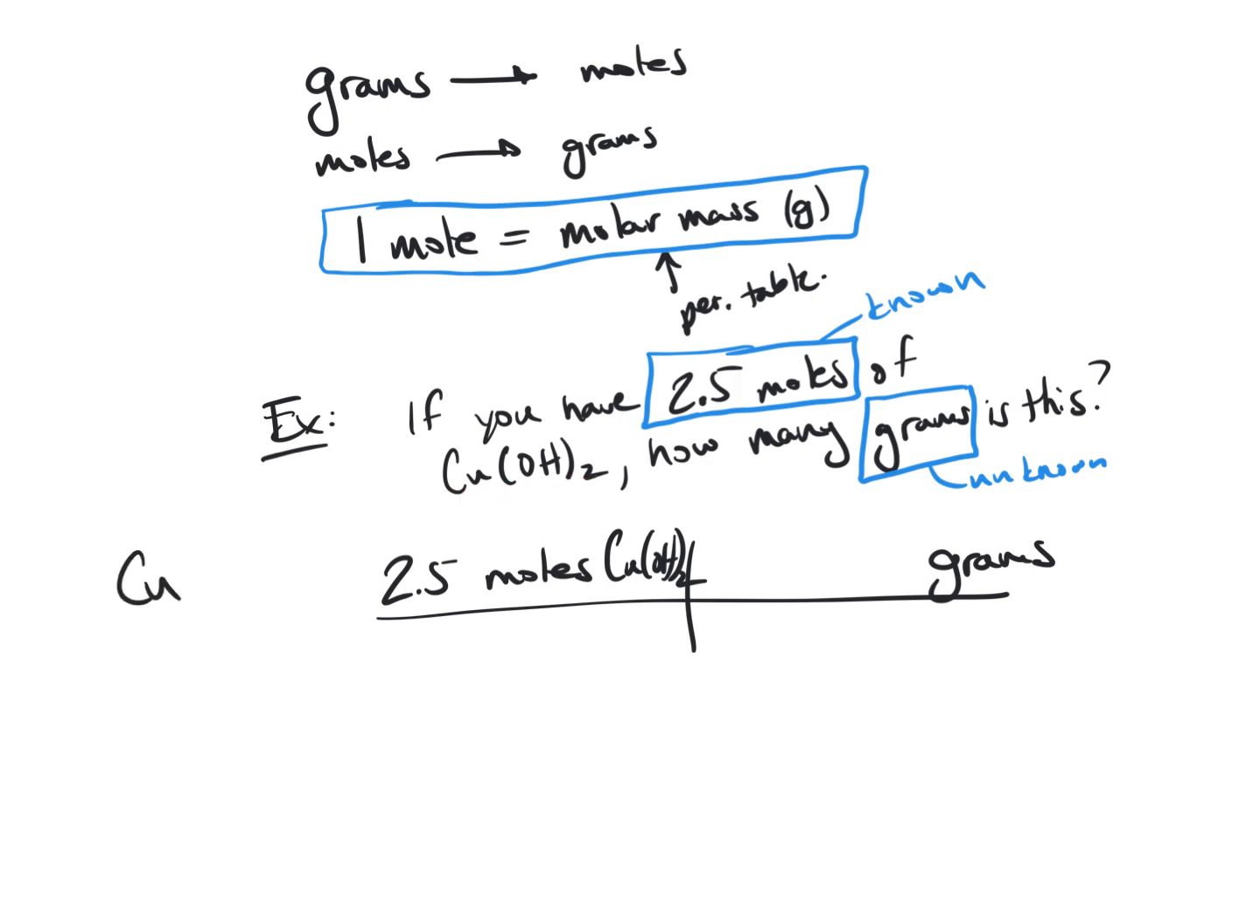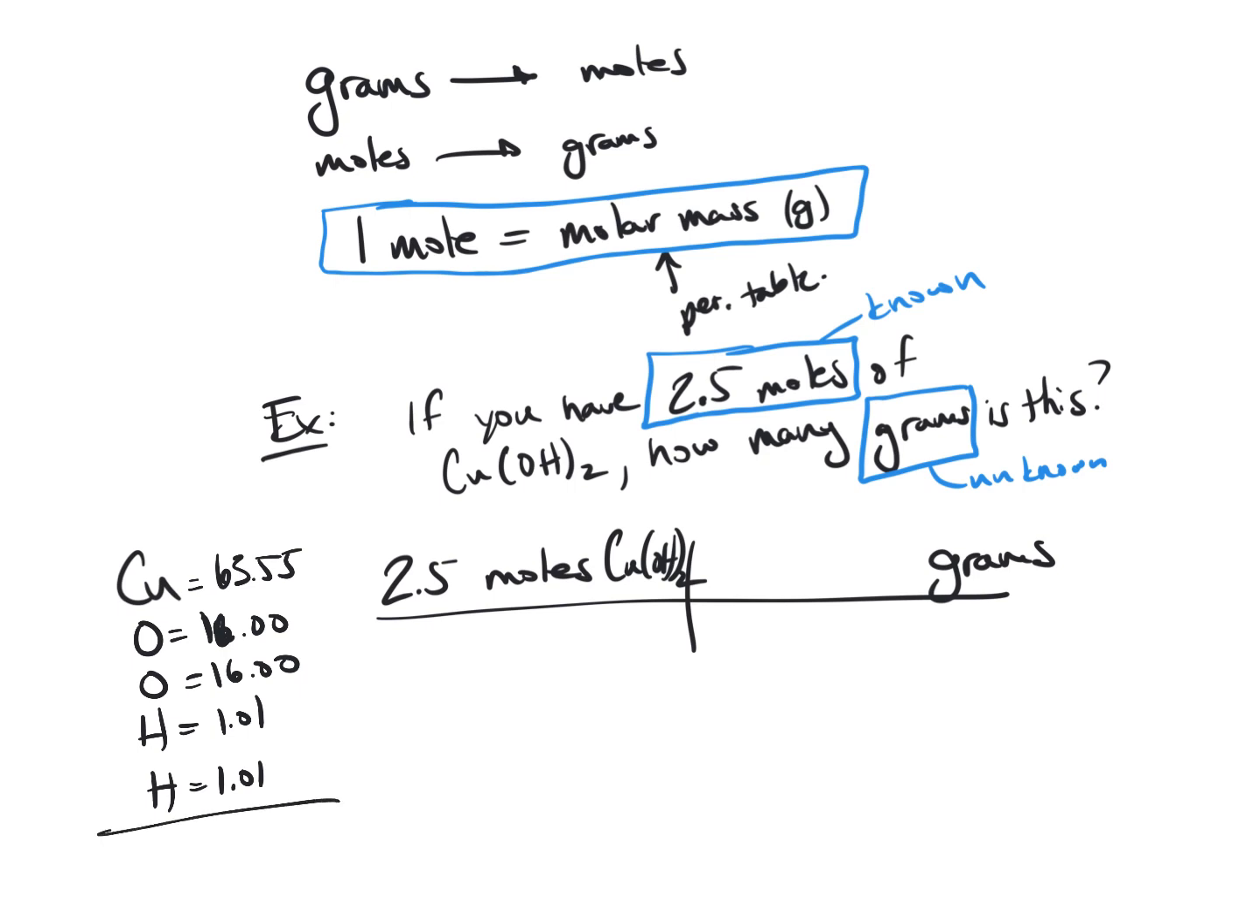I've got 1 copper, and I have to remember that I do have parentheses, and on these parentheses I need to take this 2 and multiply it to the oxygen and to the hydrogen. So I'm going to have 2 oxygens and 2 hydrogens, and I'm going to calculate all that out. Copper from the periodic table is 63.55 is the mass. Oxygen 16.00, 16.00. Hydrogen is 1.01 and hydrogen is 1.01. So I'm going to add those all up together right now.